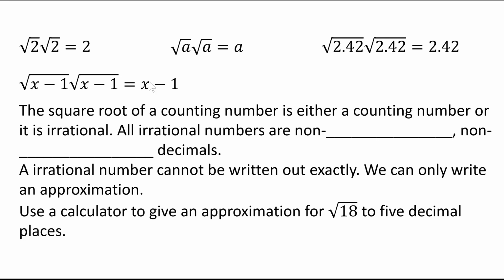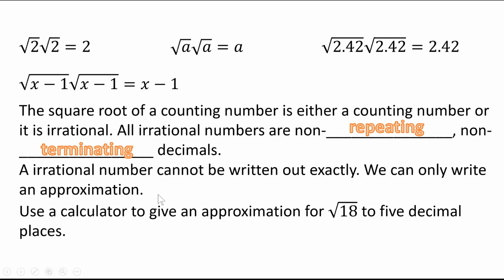All right, and all irrational numbers, we talked about that set, are non-repeating, non-terminating decimals. They're decimals that go on and on. The decimal part continues on and on. It doesn't repeat in a pattern. It doesn't end. It just keeps going. That is what an irrational number is. So an irrational number cannot be written out exactly. We can only write an approximation.